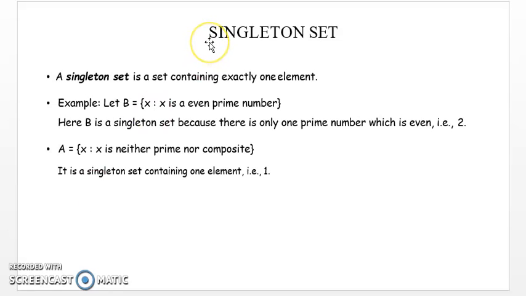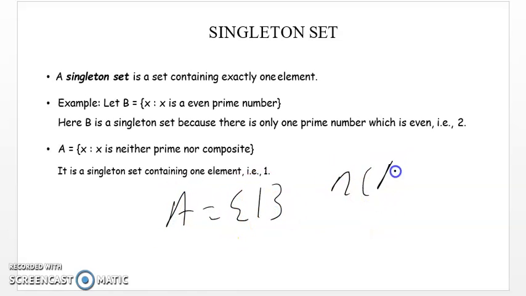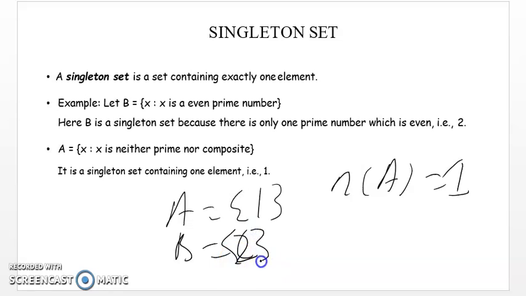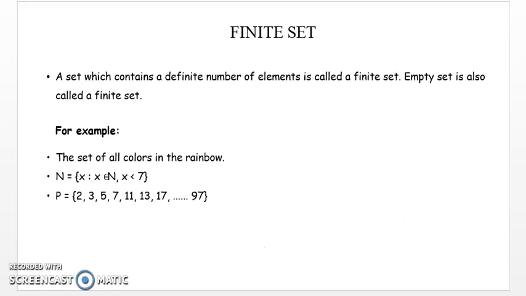A singleton set is a set which has exactly one element. Let's say A has only one element. The number of elements in A is only 1. Let's say B has 2. So the number of elements in B is 1, whatever the value is. A set whose number of elements is 1 is known as a singleton set.